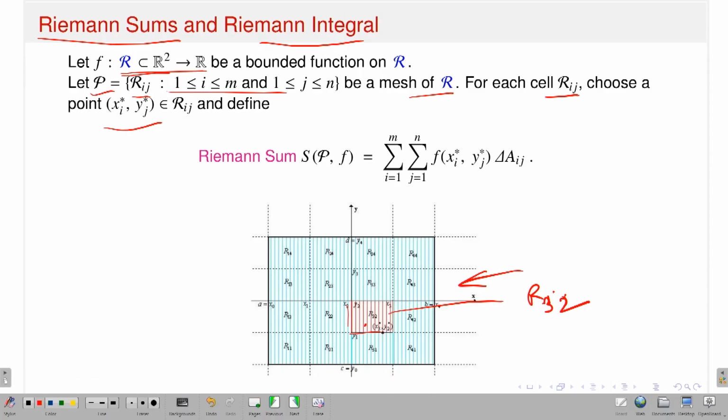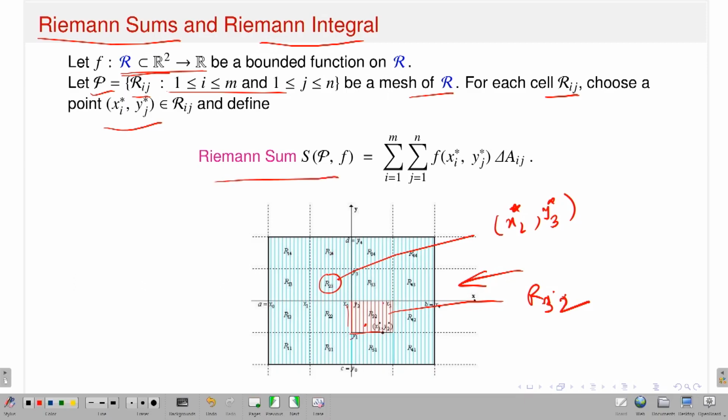What you do is choose any point from your cell R_ij. In other words, I am drawing a picture here. Look, what is this? This is, for example, R_23. So this is the cell R_23. What you have to do is just take any point from here, called x_2 star and y_3 star. Any point. So you take R_ij and take any point, which I denote as (x_i star, y_j star). It could be a corner point, could be an interior point. And then define a Riemann sum.